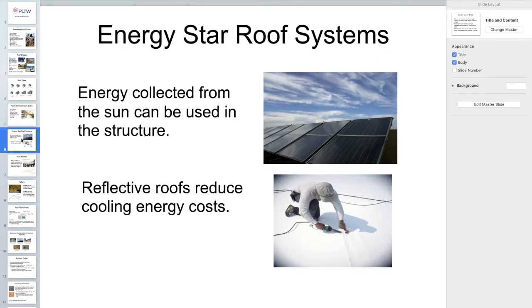When we talk about different types of trees, we can get trees that lose their leaves in the winter and allow the sun to come through, giving us solar gain. We'll get into some more of that type of stuff later. Reflective roofs reduce cooling energy costs. We see a lot of the metal roofs nowadays have an Energy Star rating. They are efficient.